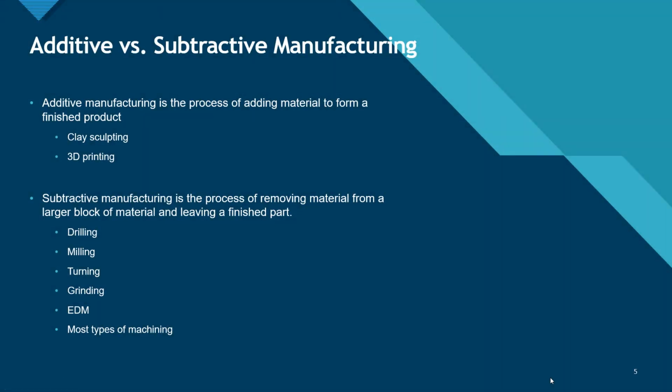So what we've seen so far is additive manufacturing is the process of adding material to form the finished product, such as clay sculpting or 3D printing.